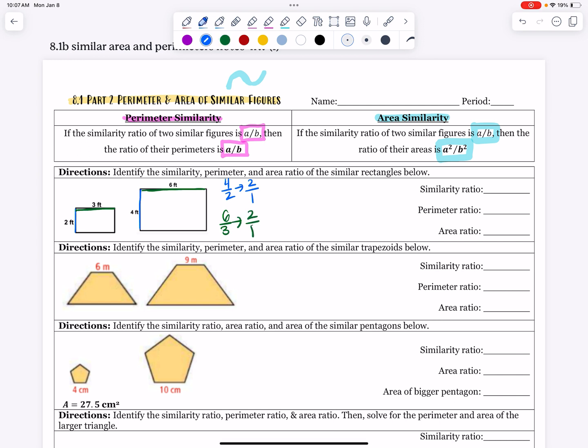So regardless of which one I choose, they're both going to simplify to the same thing because these shapes are similar to each other. And because they're similar, I know that all 4 of those side lengths will reduce to the same fraction. So if my similarity ratio, A over B, is 2 over 1, that means that my perimeter ratio, A over B, is also going to be 2 to 1. Let's see why that makes sense.